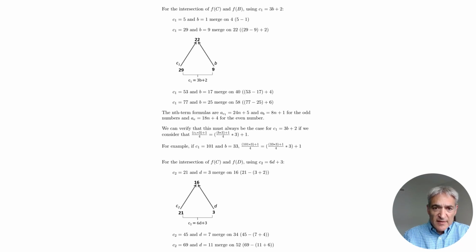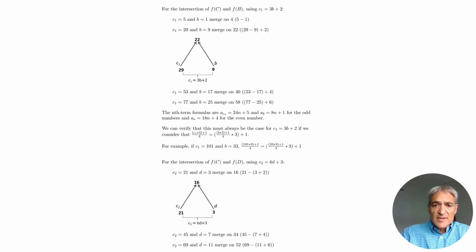If we consider that C1 times 3 plus 1 divided by 4 will always equal B times 3 plus 1 divided by 4 multiplied by 3 plus 1. For example, if C1 equals 101 and B equals 33, 101 times 3 plus 1 divided by 4 equals 33 times 3 plus 1 divided by 4 multiplied by 3 plus 1. So this is the first intersection.